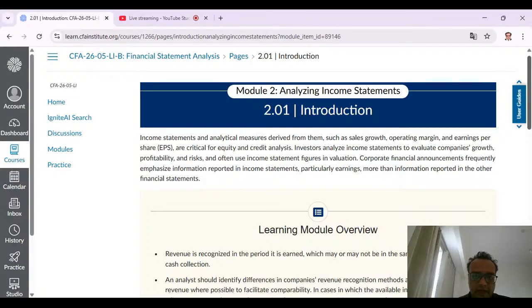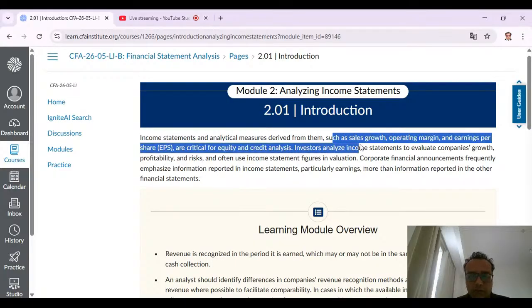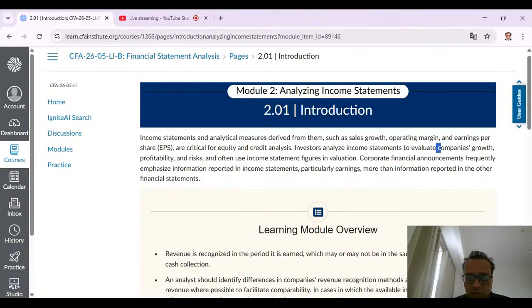Income statements and analysis measures derived from them, such as sales growth, operating margins, and EPS, are critical for equity and credit analysis. This analysis helps in assessing companies' growth, profitability, and risk, and it is an important tool in valuation.